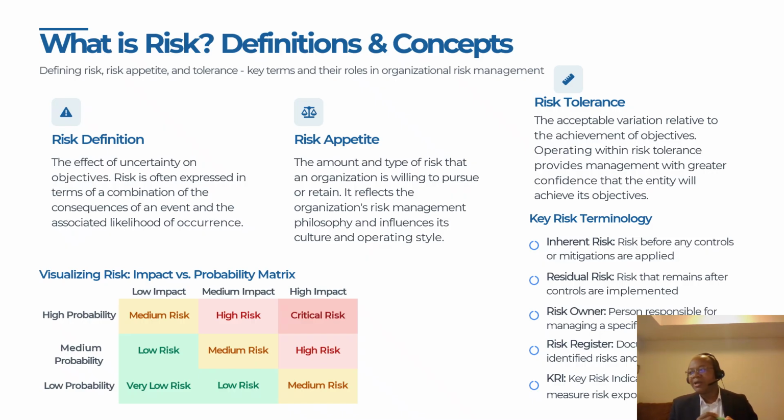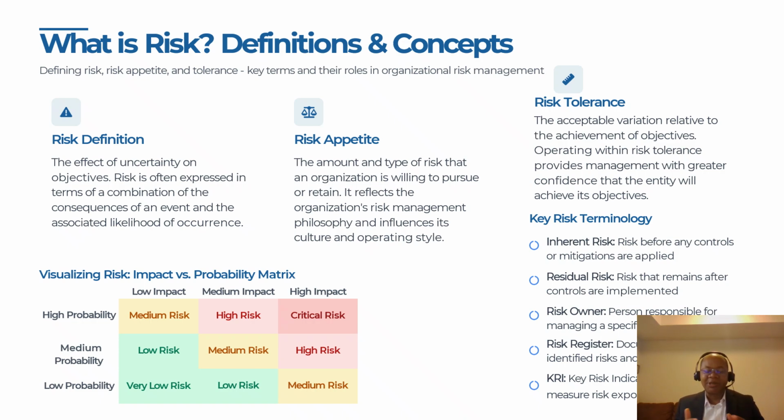Finally, we look at the key risk indicator, which is defined as a metric used to measure risk exposure. With these definitions, as we encounter these different terms across the lesson, it will become clear to you what they mean.